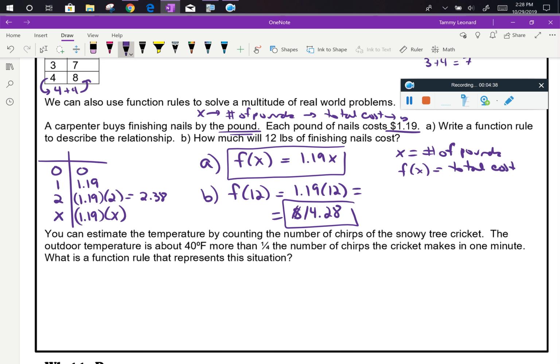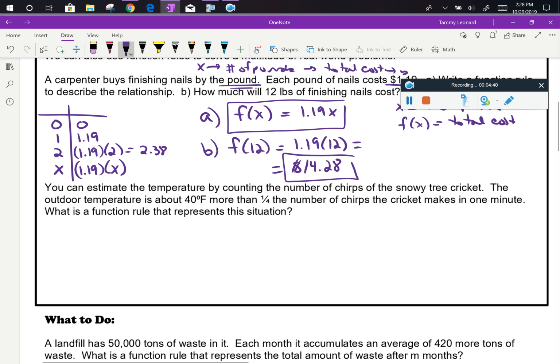We have a second word problem to look at together. It says you can estimate the temperature by counting the number of chirps of the snowy tree cricket. The outdoor temperature is about 40 degrees more than a quarter of the number of chirps the cricket makes in 1 minute. What is a function rule that represents the situation? All right, there seems to be a lot of information here, so it really might help to look at a table of values, start with something concrete before we try to go to something abstract, which is coming up with a function.